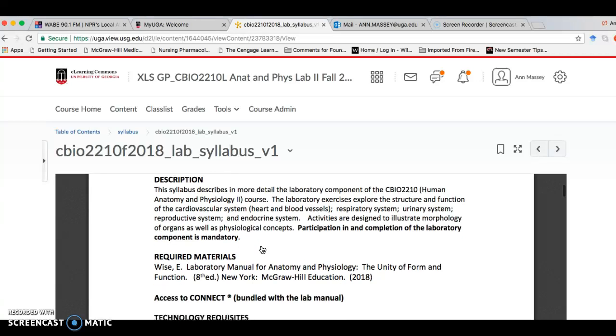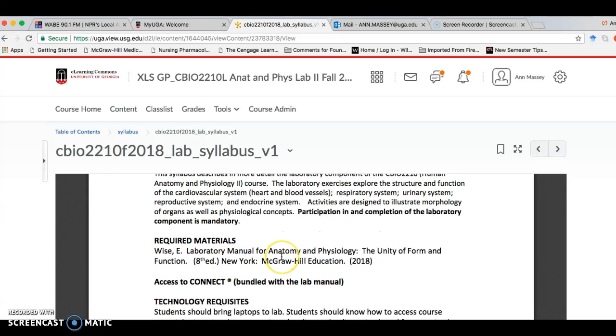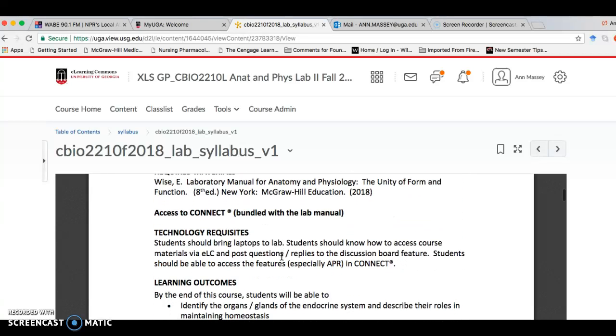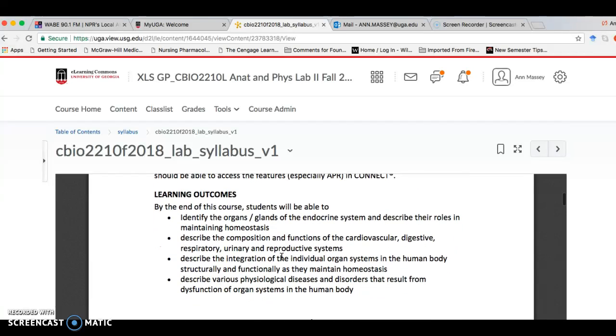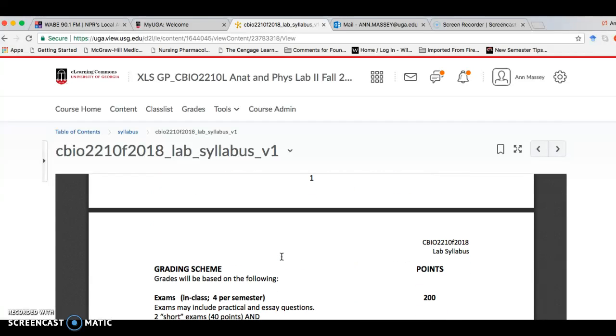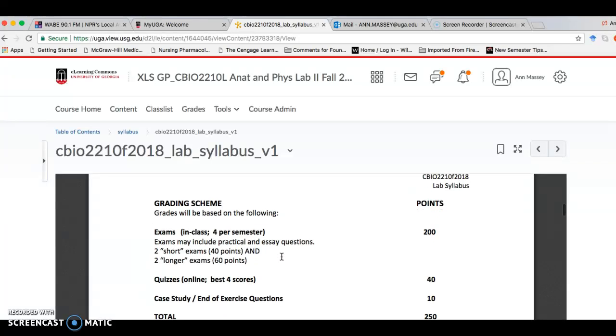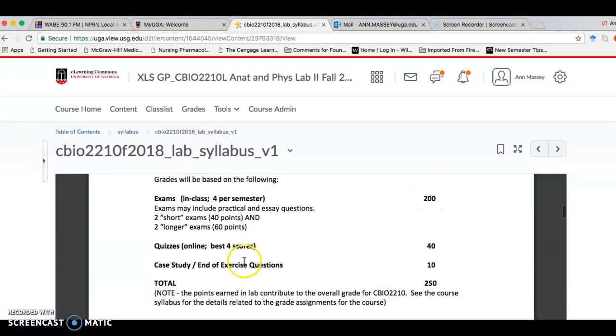So we still have required materials. The laboratory manual is not changing. The learning outcomes are the same. They are not changing. The next thing we have is the grading scheme. The grading scheme is not changing.